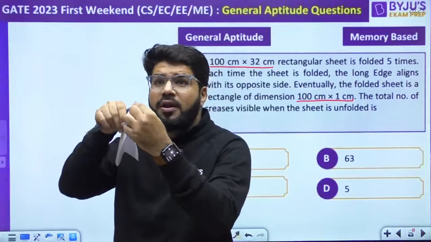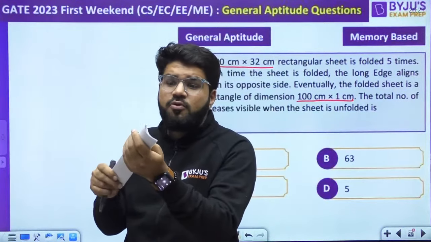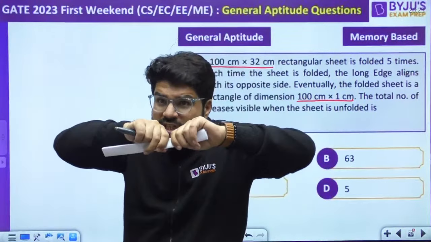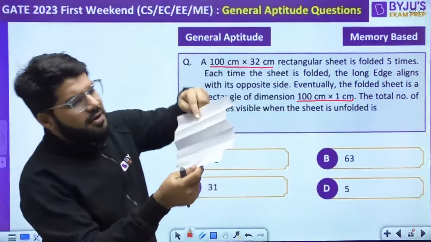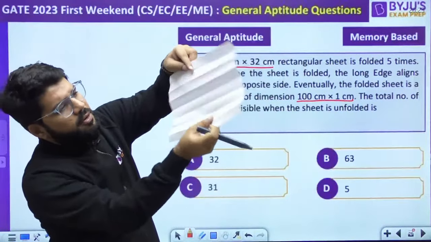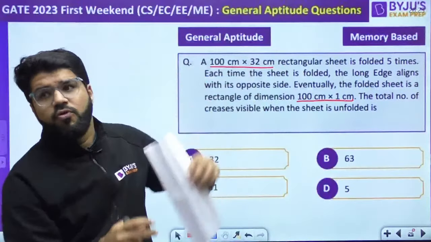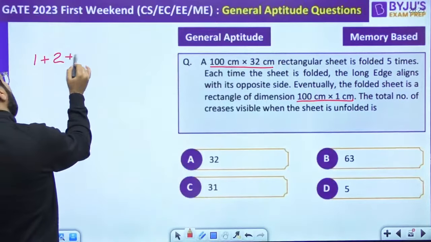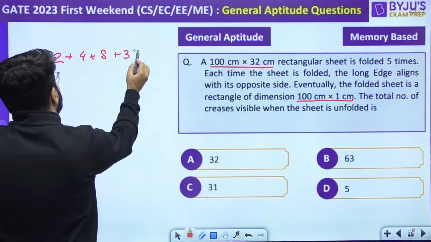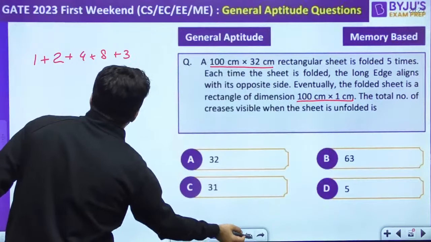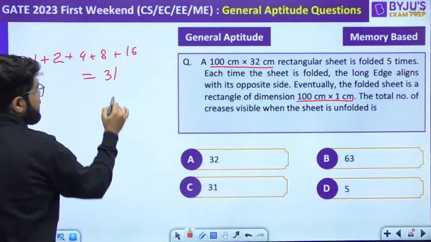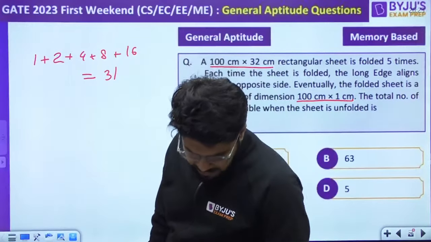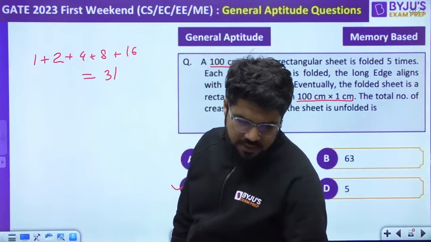So now it's 4 pieces, 4 papers. When you fold it again, 4 more creases will be added because 4 sheets were there. So 1 and 2, and at the bottom, this is 3 and 4. So the first time you get a single crease, the second time you get 2, then you get 4, next time you will get 8, and next time you'll get 16. The total answer will be 31. That is the option number C. Clear, everybody? That is the 31, option number C.